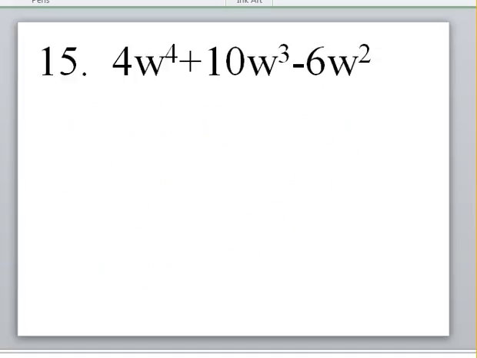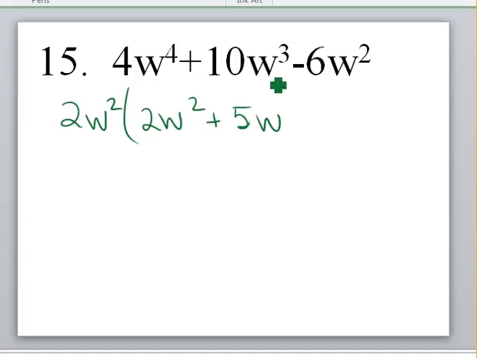Last problem. Greatest common factor happens to be 2, and it's a w squared they all share in common. So 2w squared times 5w gives me the 10w cubed. 2 times 3 gives me the negative 6w squared.